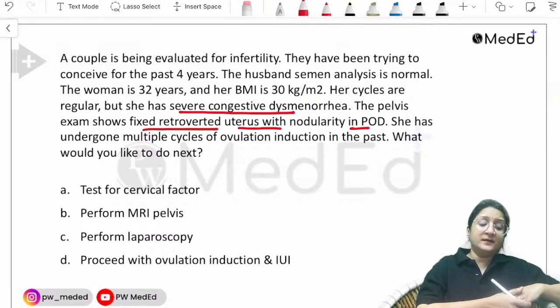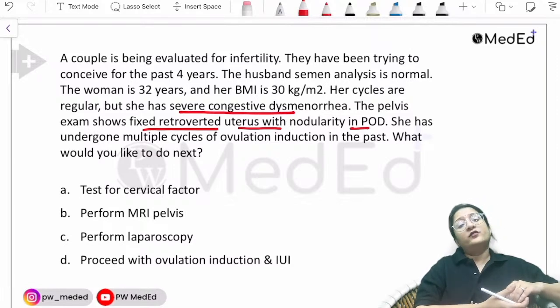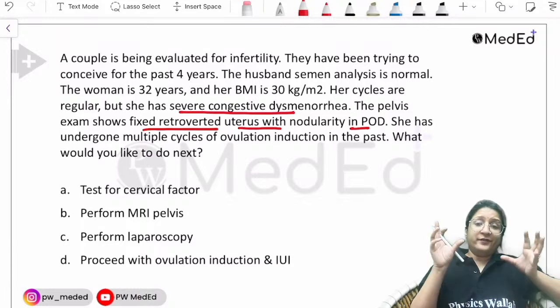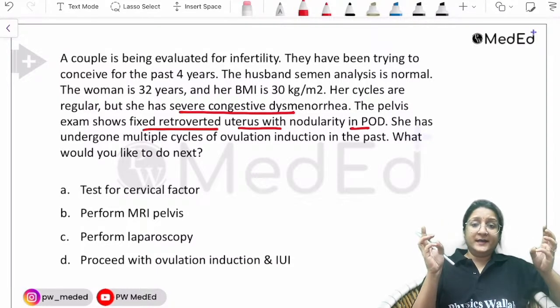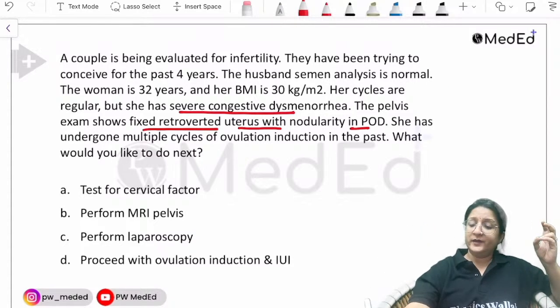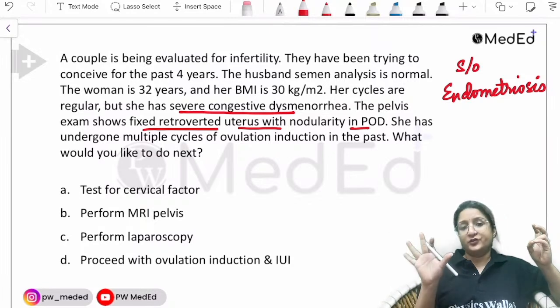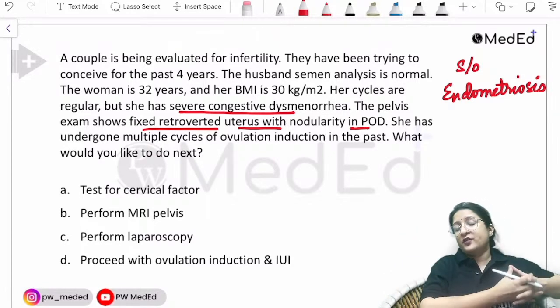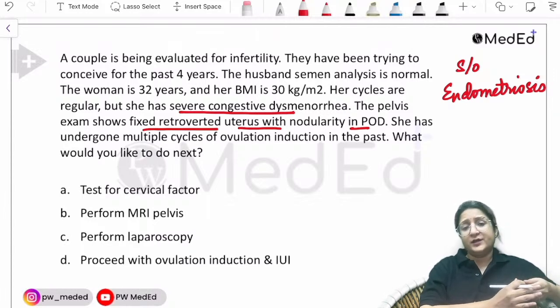Test for cervical factor, perform MRI pelvis, perform laparoscopy, proceed with ovulation induction and IUI. What do you think you should do? In this question, first think: there is infertility, and the clinical findings are suggestive of endometriosis. So far, we are agreeing on this. She has undergone multiple cycles of ovulation induction in the past also. What would you like to do next?